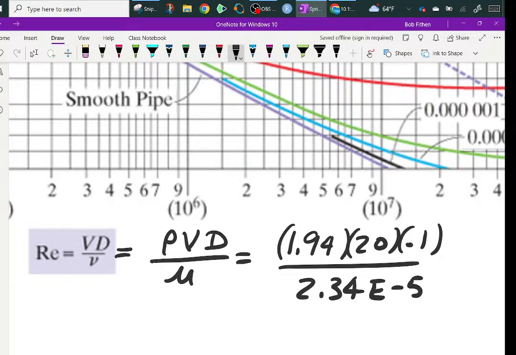And I don't know if this thing does not like that. Well, maybe the typeset's too thick or something. Okay, 1.94 times 20 times 0.1.